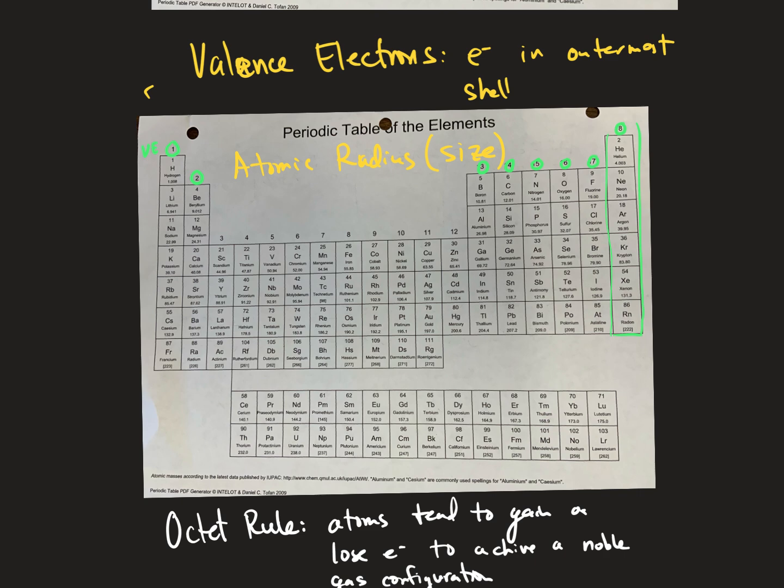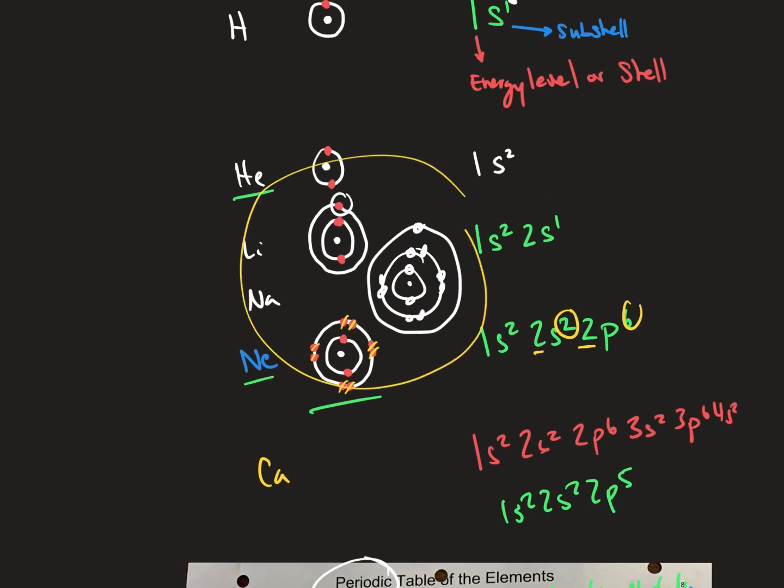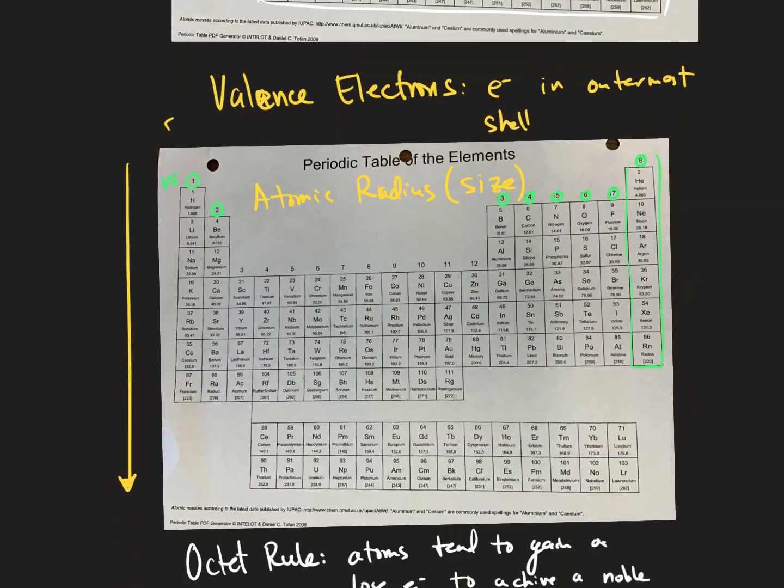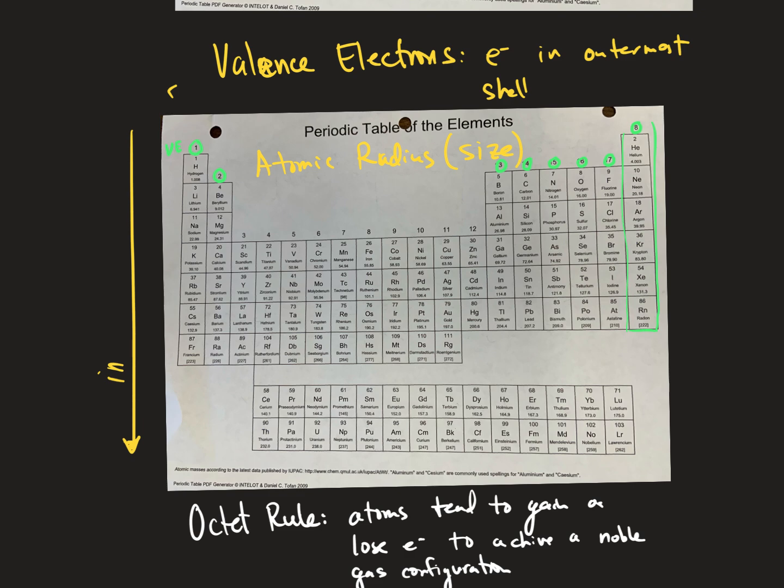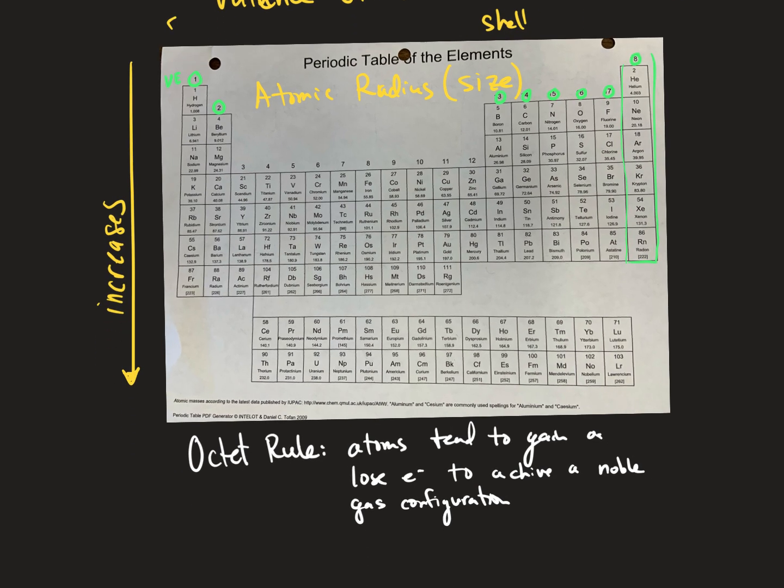As we go from top to bottom, what happens to the size? Any ideas? It gets bigger and bigger and bigger, like we see here, yeah? More energy levels just pile on, and it gets bigger and bigger. Make sense? So that one's pretty easy to understand. Increase is going down. What about going from left to right?